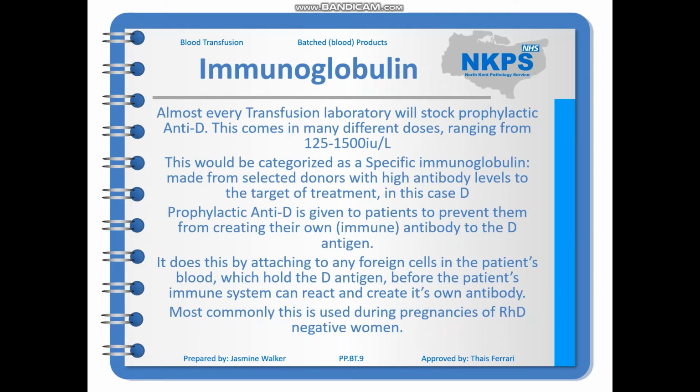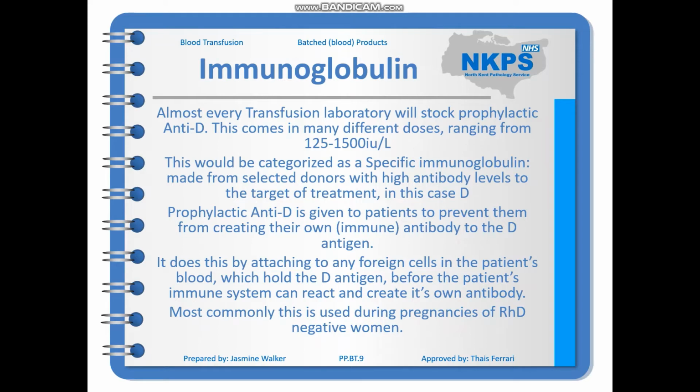So we're going to start with immunoglobulin. Almost every transfusion laboratory will stock prophylactic anti-D. It comes in many different doses. This would be categorized as a specific immunoglobulin. So it's made from selected donors with a high antibody level to the target of treatment, in this case D. So they would have high levels of anti-D in their system.